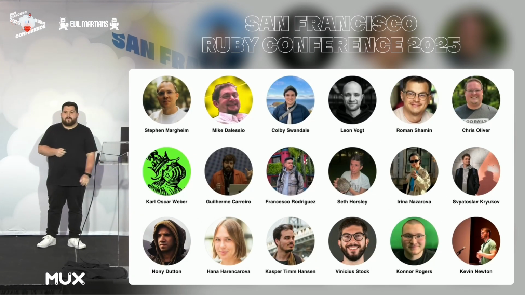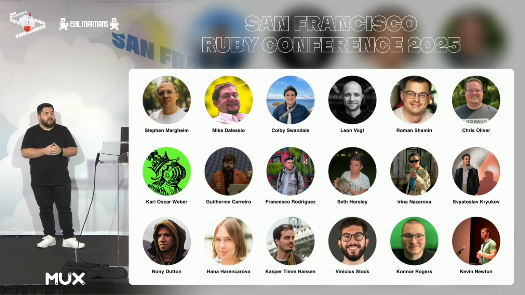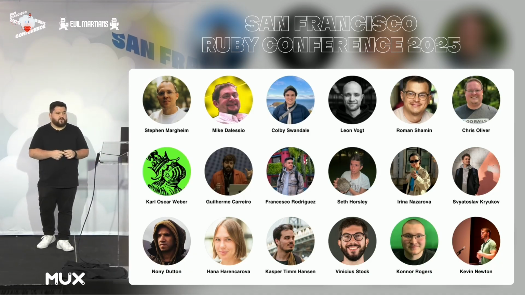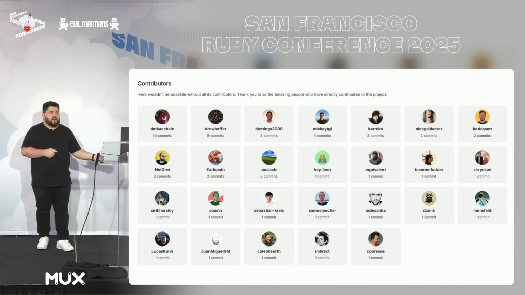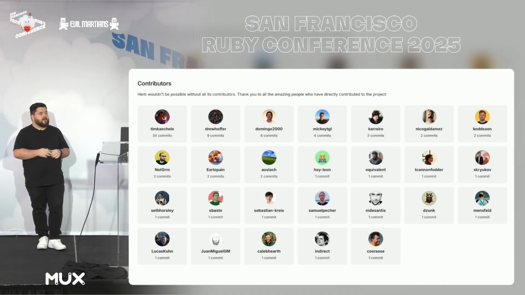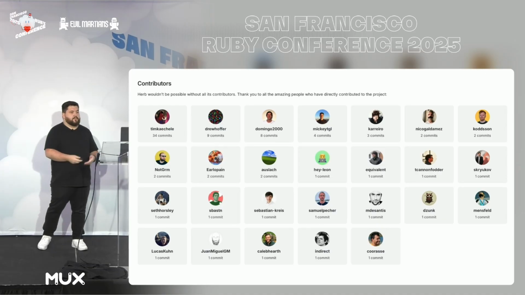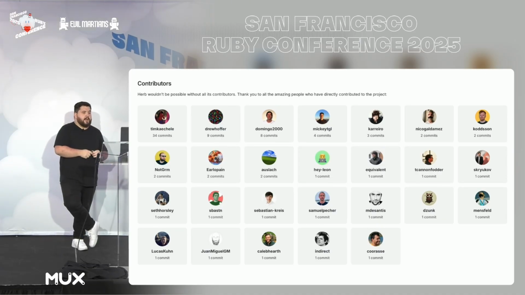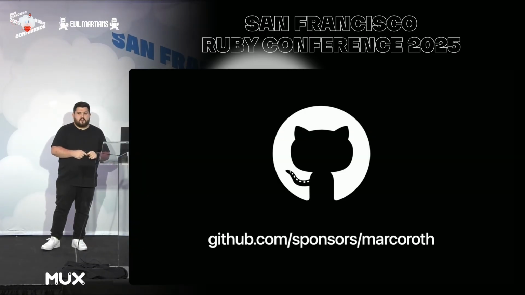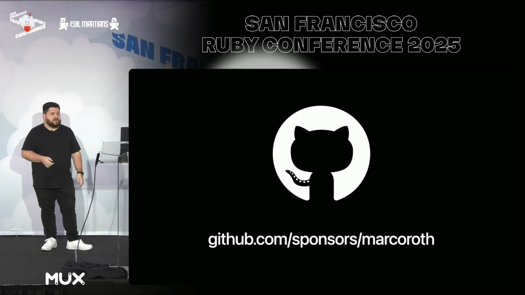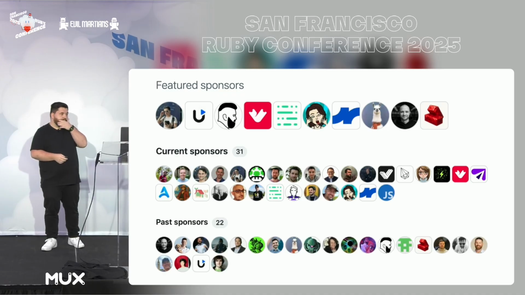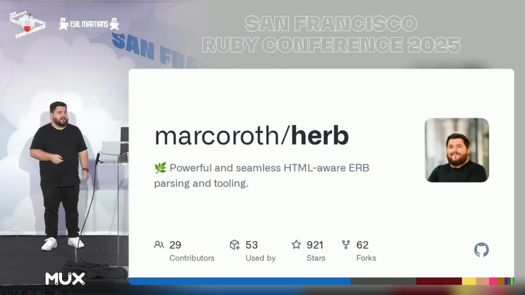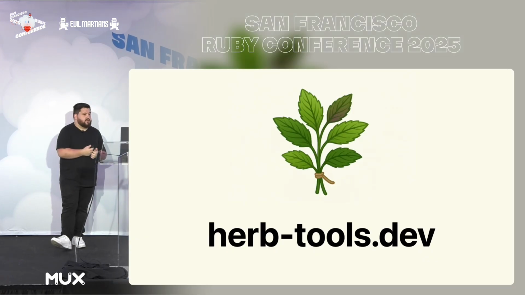And finally, I want to thank all the people that have worked in some way or form to make this what we have today, including all the contributors to the Herb project itself. They have been awesome to send patches, open pull requests, and open issues. And also a big thank you to all the supporters on GitHub Sponsors who have been supporting this journey all the way through. So if you can, please give it a star on GitHub, or check out the docs on herbtools.dev.